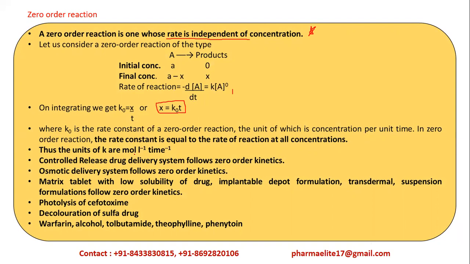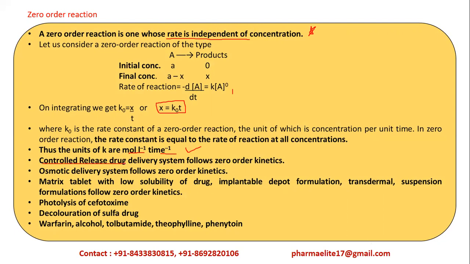Therefore, for a zero order reaction the units will be concentration per unit time, that is mole per meter cubed inverse time, time inverse. And now where you can find the zero order reaction, the applications are very important. One thing is you have to know the units. You should know that its rate is independent of concentration, and the examples. Now what are the examples?